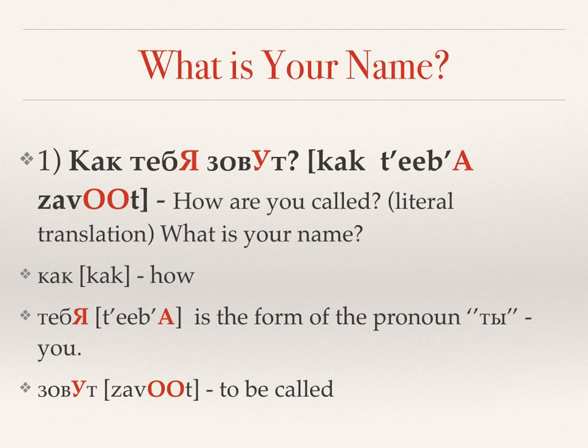What is your name? Number 1. Как тебя зовут? This question can be literally translated as how are you called? The common translation of this question is what is your name? Как is translated as how. Тебя is the form of the pronoun ты, you. Зовут is a verb in a particular form, can be translated as to be called.